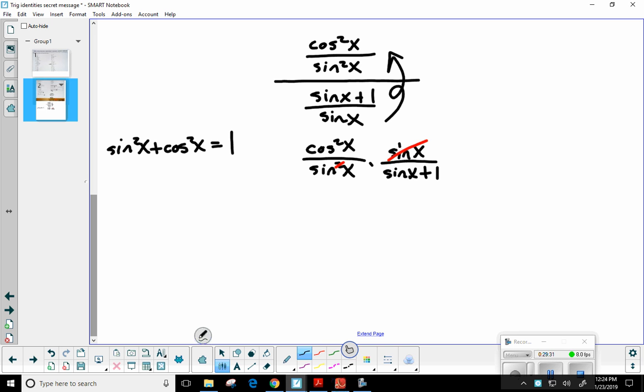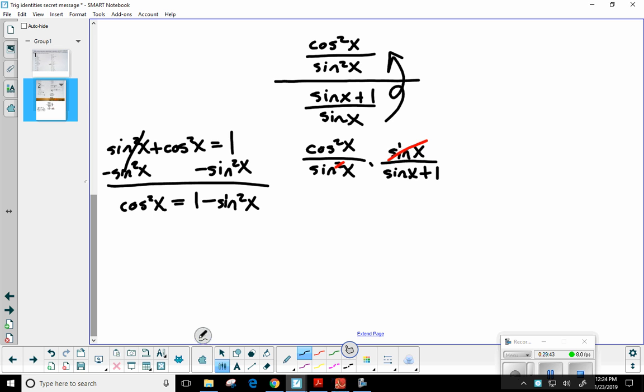Okay. Subtract the sine squared over. Those cancel. So cosine squared of x equals 1 minus sine squared of x. So because this is true, I'm going to substitute 1 minus sine squared for cosine squared. I'm just going to plug it right in. 1 minus sine squared of x over sine of x times, sorry, not equals, sine of x plus 1.